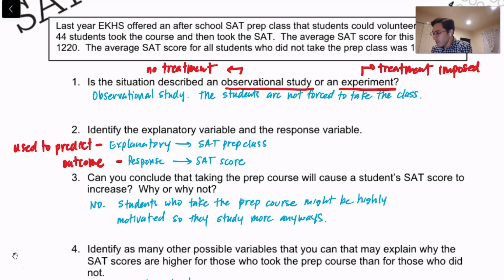Okay. So we need to be a little bit more intentional, right, when we describe the explanatory variable. Okay. So the way that I'd like you to write it is whether or not a student took the prep class.